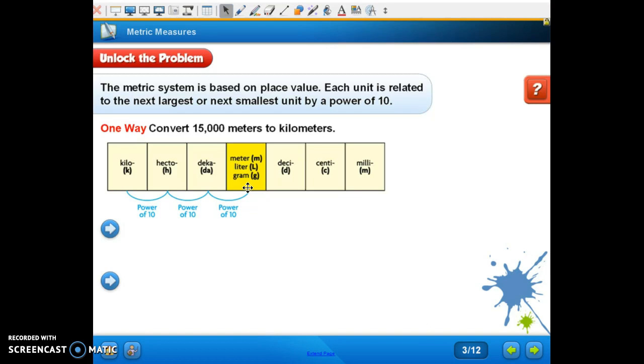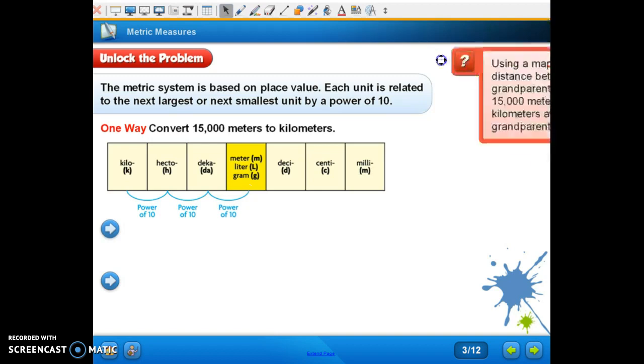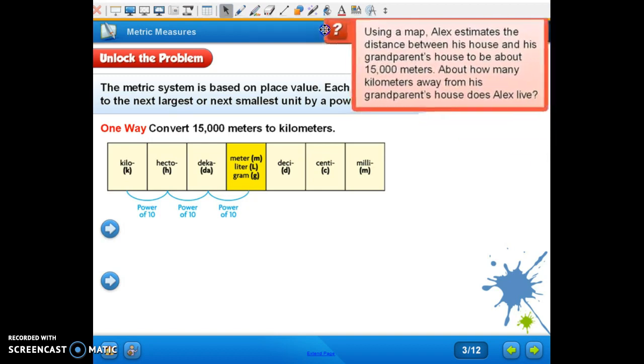Okay? So it says the metric system is based upon place value. Each unit is related to the next largest or next smallest unit by a power of 10. So if I were going to go from meters to decameters, I would multiply it by 10. If I were going from decameters to hectometers, I would multiply by 10. What if I'm going from meters to decimeters? What am I going to do? Divide by 10. Okay, or multiply it by 1/10. So it's really easier to work with. The key is remembering all these little prefixes.